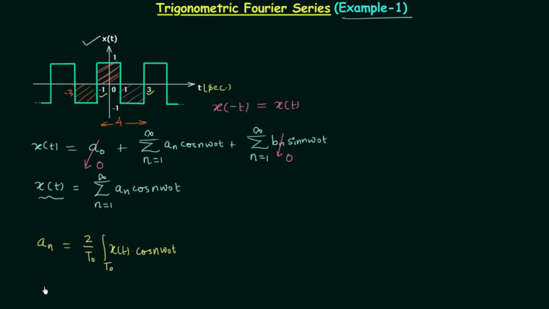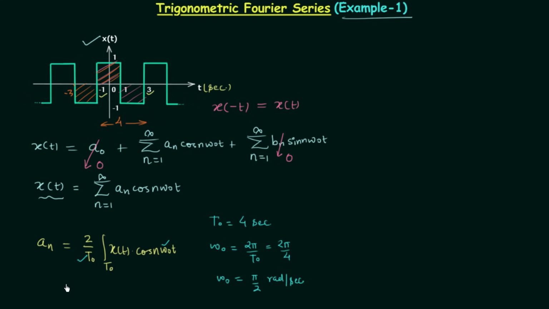First we will calculate omega naught, which is the angular frequency, and we can calculate omega naught because we know the value of the fundamental time period T naught is equal to 4 seconds, and omega naught is equal to 2 pi over T naught, or we can say 2 pi over 4. So omega naught is equal to pi by 2 radians per second. So we have omega naught, we will substitute omega naught here, and we also know the value of T naught.